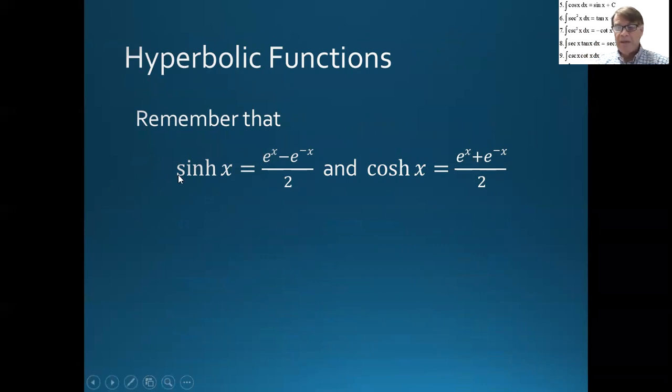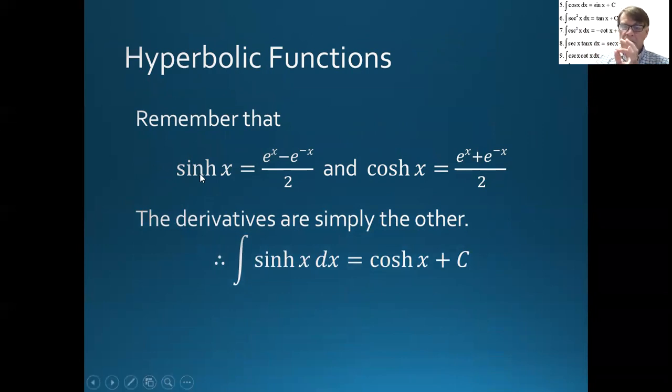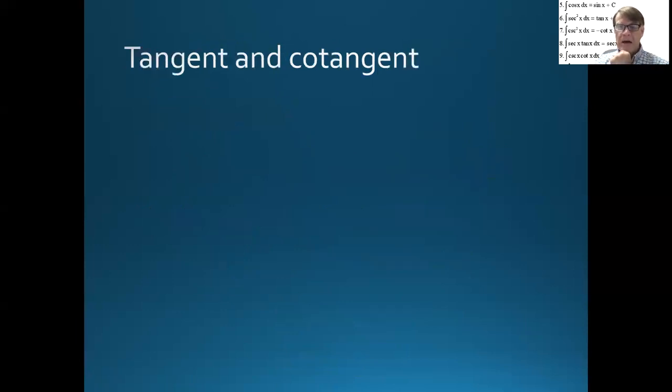However, the derivatives of them are very easy because the derivative of the hyperbolic sine is the hyperbolic cosine, and the derivative of the hyperbolic cosine is the hyperbolic sine. They're interchangeable, they don't even have an opposite sign, plus or minus, I mean. And so therefore, the integral of the hyperbolic sine is the hyperbolic cosine plus a constant, and vice versa. Okay, so that wasn't too hard.